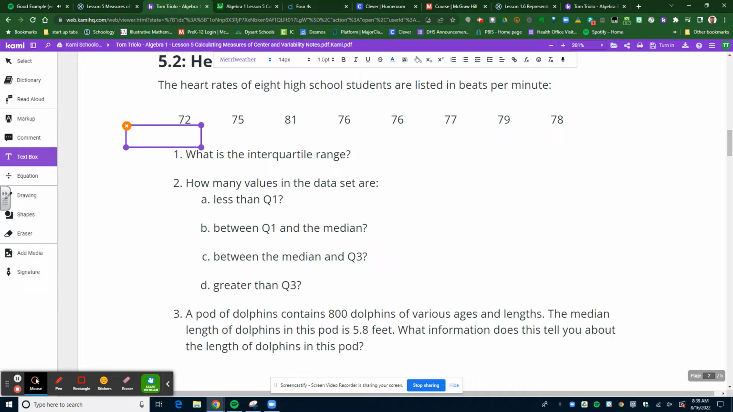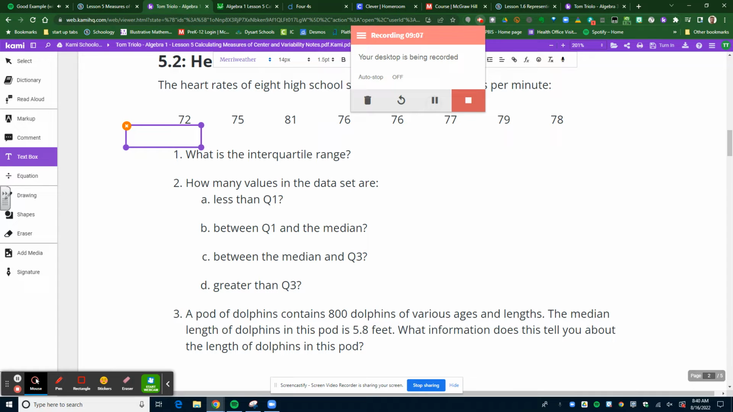What is the very first thing you need to do? Don't say it, just do it. I have 1, 2, 3, 4, 5, 6, 7, 8 students. So I need to take my 8 numbers and I need to do something before I do anything else. Go ahead and do that now. What's the top thing say? Least to greatest. What's my smallest number here?